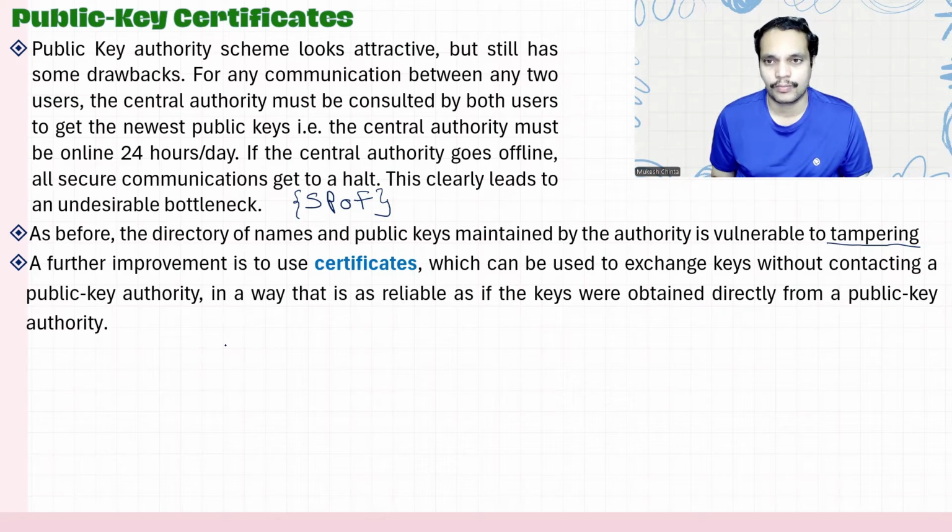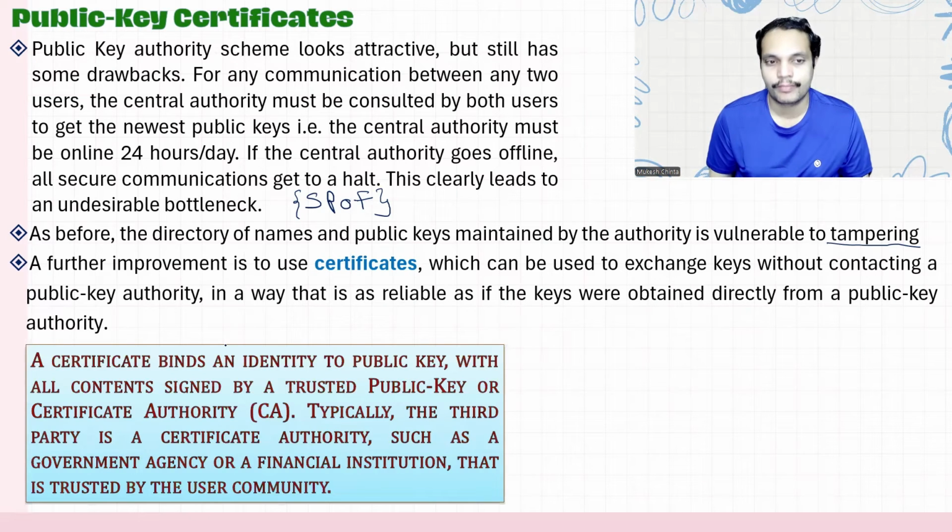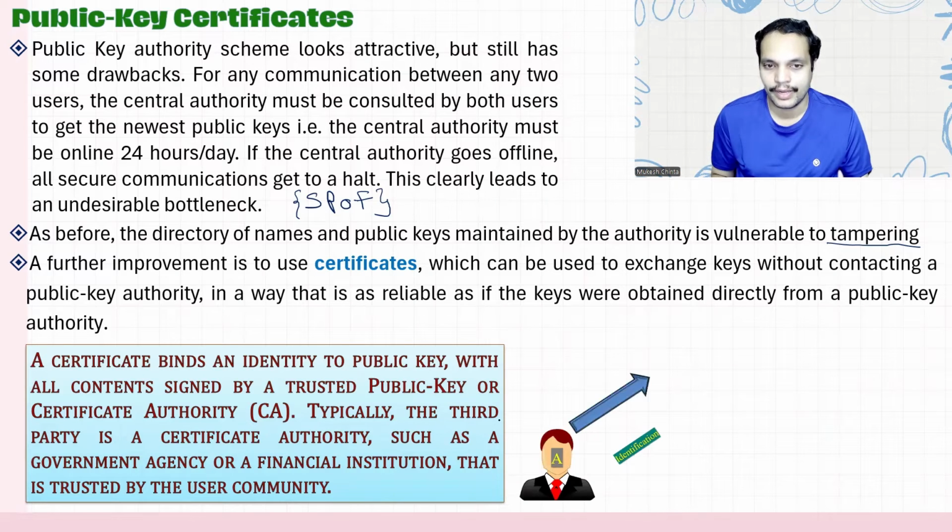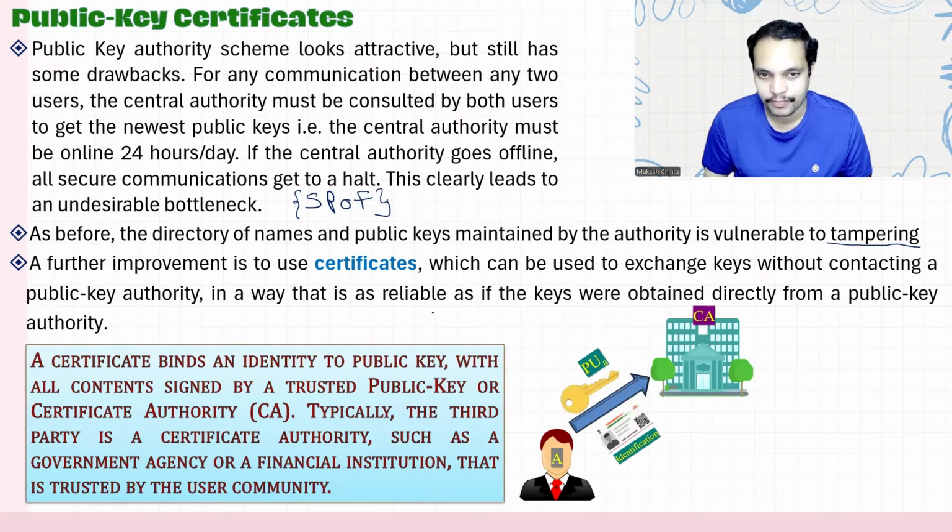So how does it work, sir? You are saying it is good, it is efficient, it is secure. But how do you do that? A certificate binds an identity to a public key, with all contents signed by a trusted party or certificate authority. Here we come across an entity called CA. CA stands for Certificate Authority.